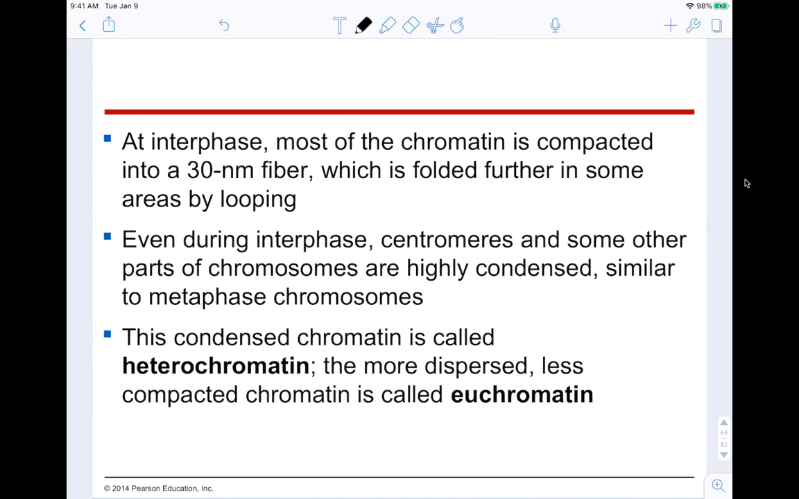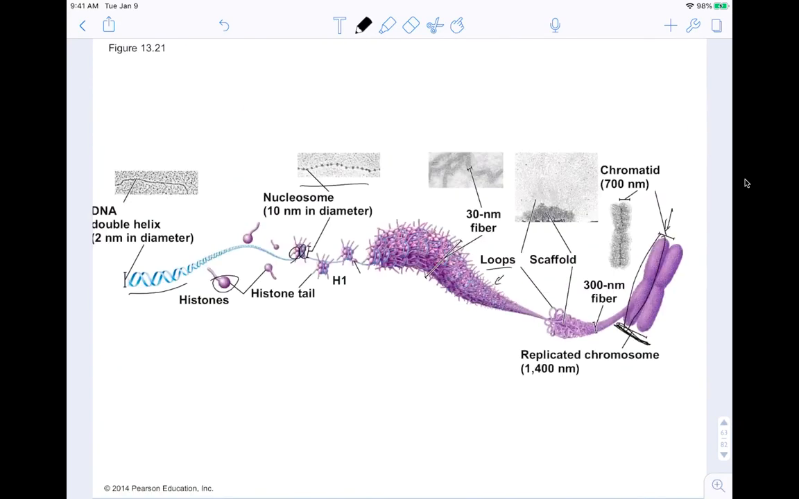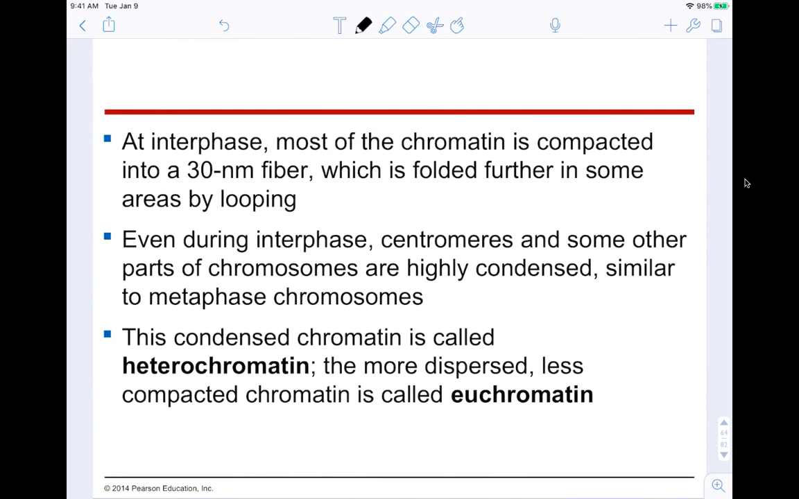So at interphase, most of the chromatid is compacted into a 30 nanometer fiber, which is folded further in some areas by looping, which we see here. Even during interphase, centromeres and some other parts of the chromosomes are highly condensed, similar to the metaphase chromosomes. This condensed chromatin is called heterochromatin. The more dispersed, less compact chromatin is called euchromatin. Personally, I will not be asking about that. I just need you to know that basically DNA can be tightly packed together because histones help to relieve the forces from the negative charges acting on each other by introducing a more positive charge to allow these supercoils and loops to exist.